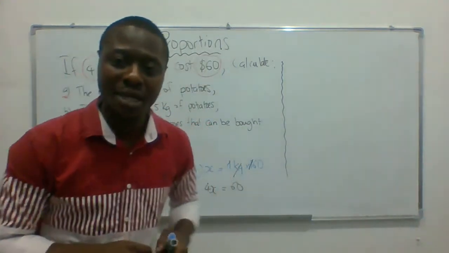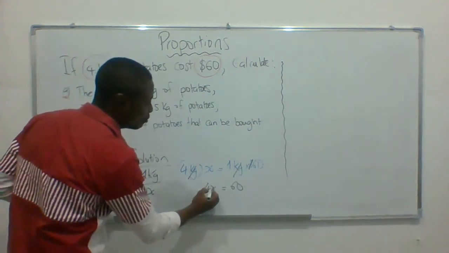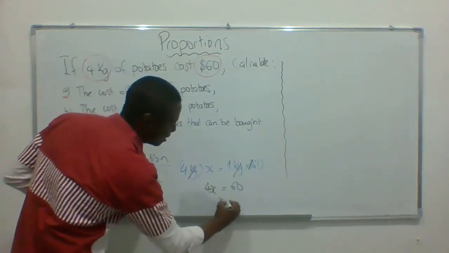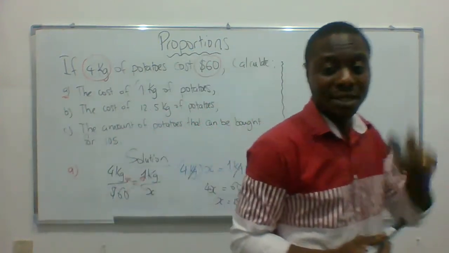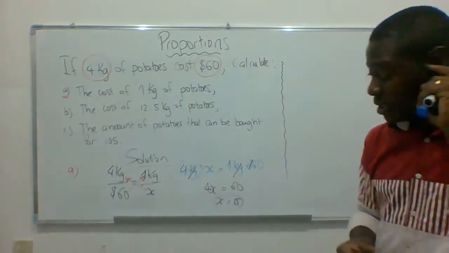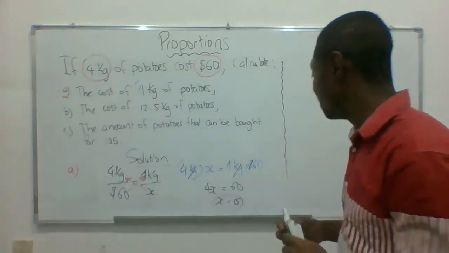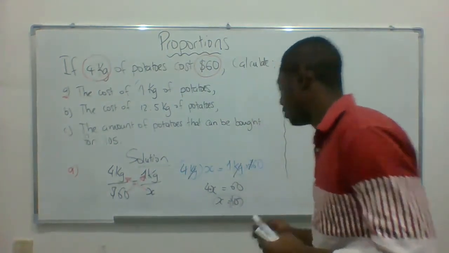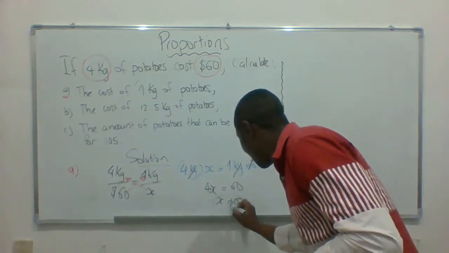How do you determine x? Remember, when you solve equations, what is the number that you multiply by x to get 60? So x is equal to 15. You multiply 15 by 4 to get 60. So the cost for 1 kilogram is $15. Excuse me, I'll put the dollar sign there.